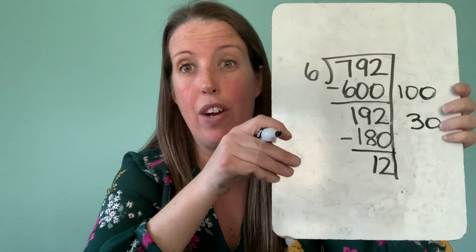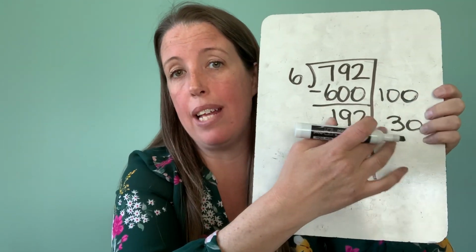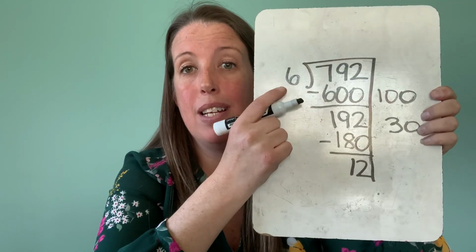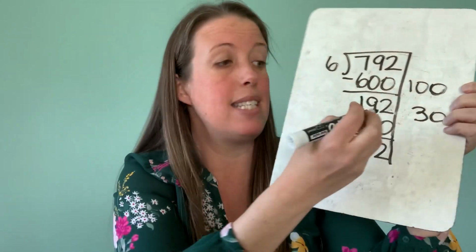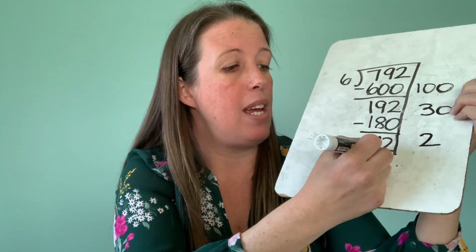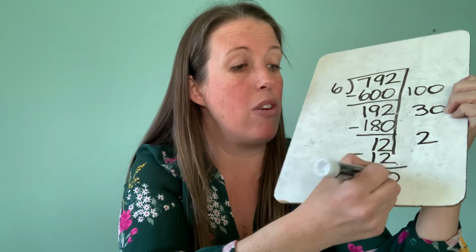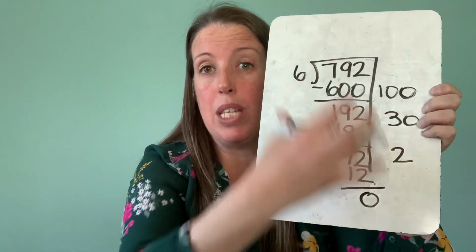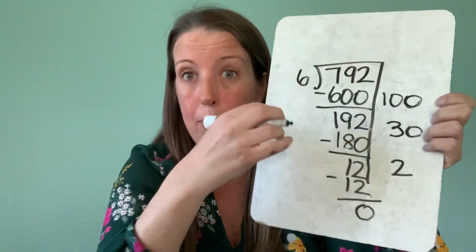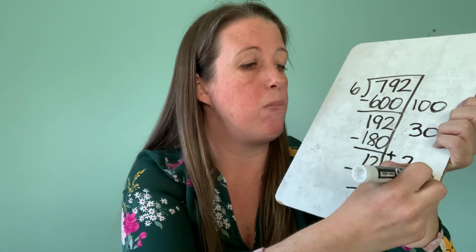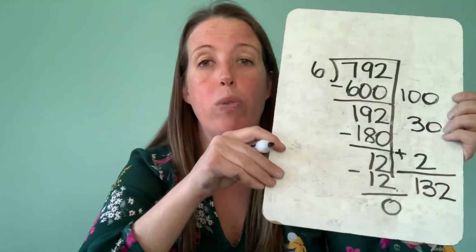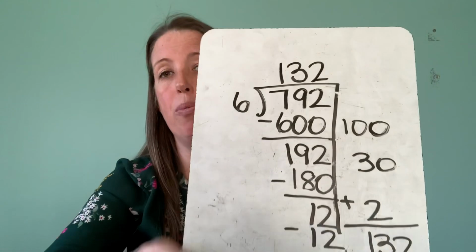And now I'm down to my very basic fact. I did my hundreds, tens, and now I'm ready for my ones. 6 times what will give me 12? 6 times 2. And now I reached my goal of that 0 point. So I'm done taking my parts apart. And now I'm going to put them all together. So I had 100 and 30 and 2. 100 plus 30 plus 2 gives me a quotient of 132. All right?